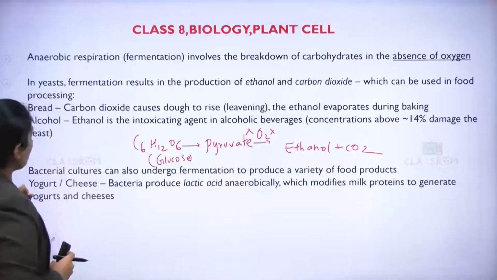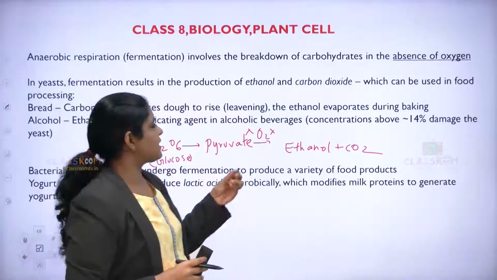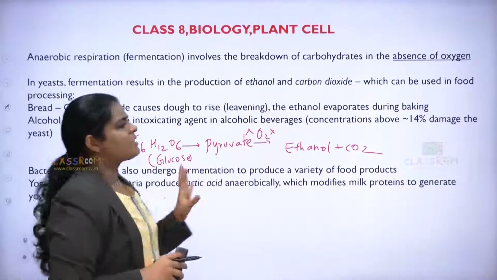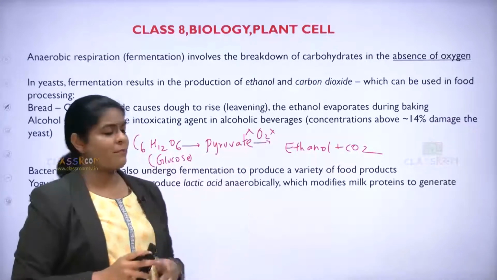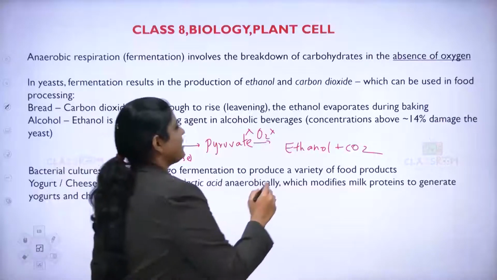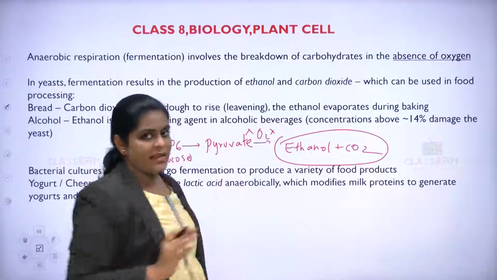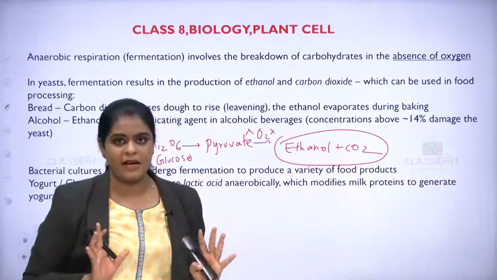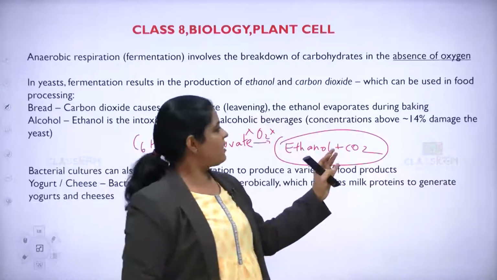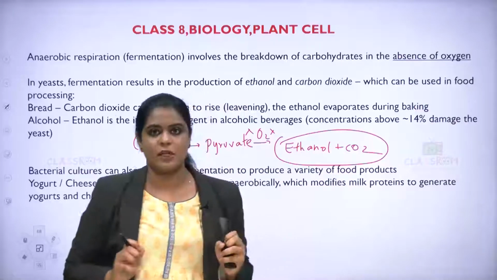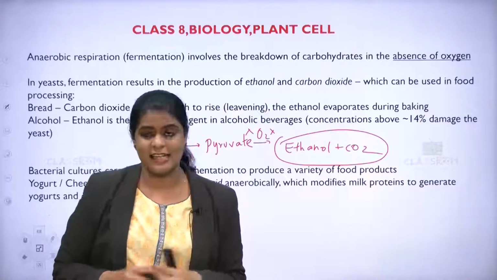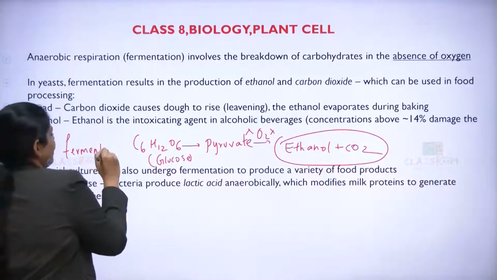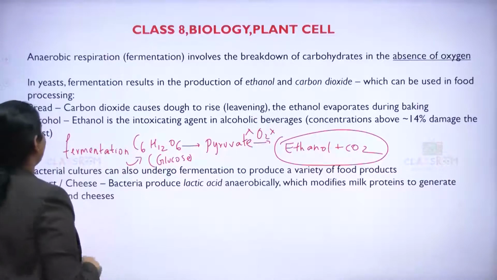Alcohol. Ethanol is the intoxicating agent in alcoholic beverages that we use, and when the concentration is approximately 14%, it is enough to damage the yeast. So how we are using this is, in baking, we make sure that ethanol evaporates and we use the carbon dioxide to make the bread. Whereas in alcohol making, we make sure that we are damaging the yeast and keeping the ethanol. And from there we create the intoxicating agent. So fermentation is the process basically that is commercialized for making of bread and alcohol.